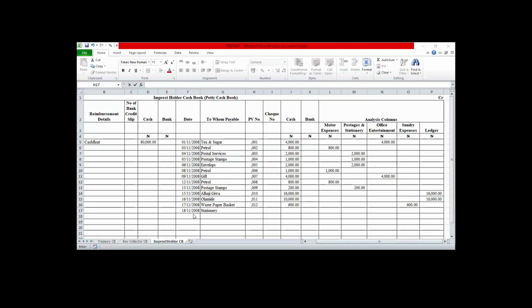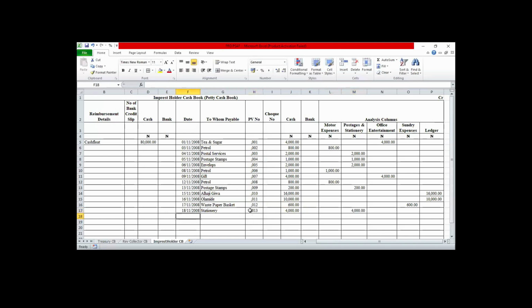Can we see the screen? Yes, sir. Now let's look at it from the 18th. November 18th, that one is stationery. How much do we pay for stationery? 4,000. Yes. That goes under what? Postage and stationery.